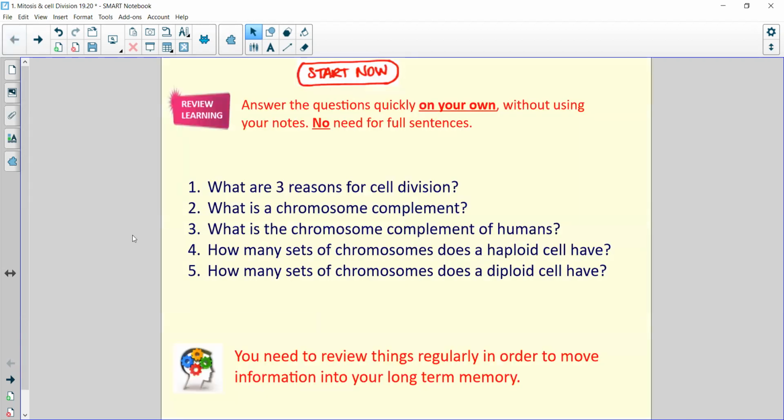Some things perhaps to think about here, some questions just to get us started. We're going to be thinking about 3 reasons for cell division. So why do cells have to divide? We're going to need to refer back to something called the chromosome complement. We learned a little bit about that in the last unit when we looked at DNA. We're going to look at what the chromosome complement is in humans. And we're going to be thinking about the number of sets of chromosomes in a haploid cell and a diploid cell. So a lot of this is just revision of stuff that we did in that DNA topic in the last unit.